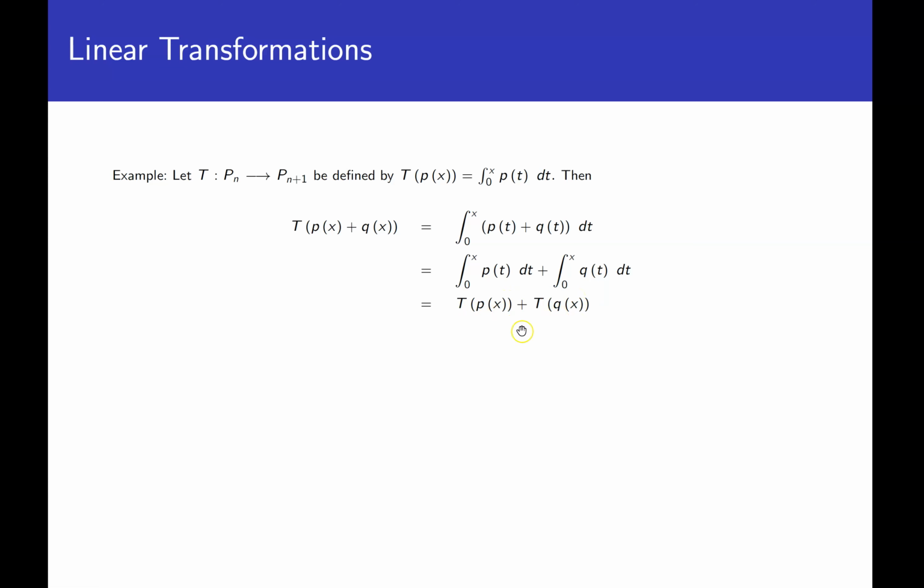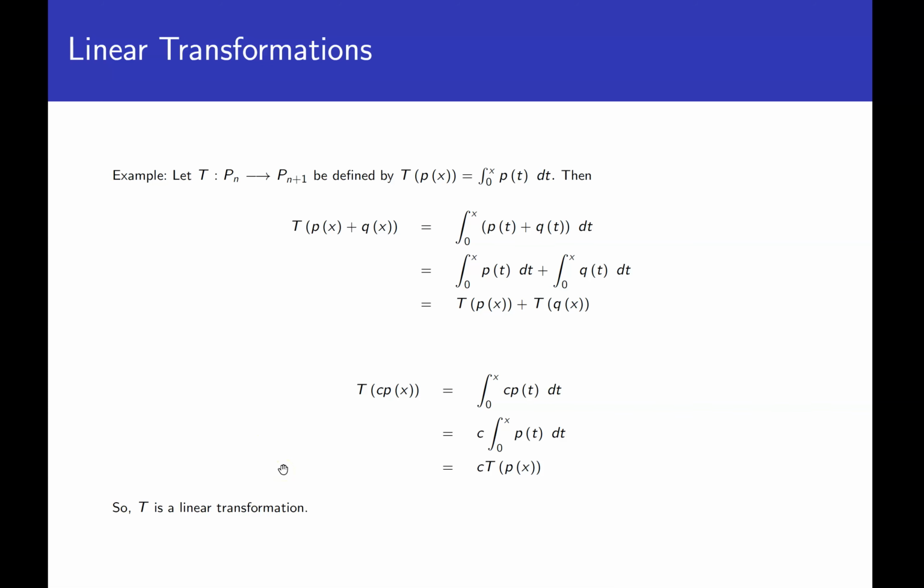And that really is just the transformation applied to each polynomial. Same thing here with the constant. Transformation of the constant times the polynomial is the integral. I can pull the constant out in front of the integral as well. And that's just the constant times the transformation. So this really is a linear transformation, without any doubt.